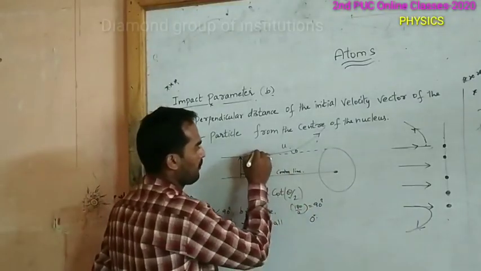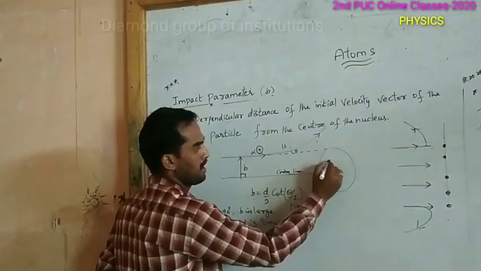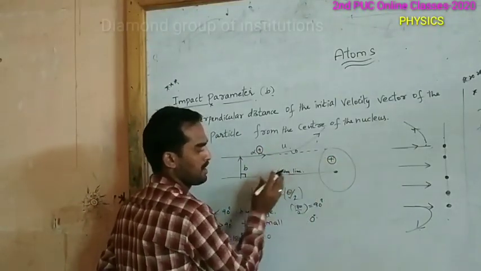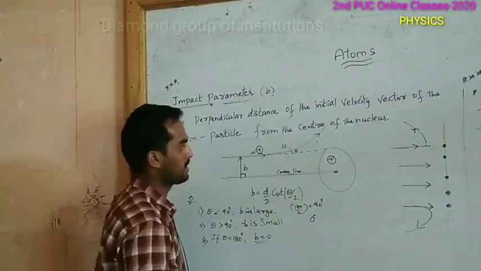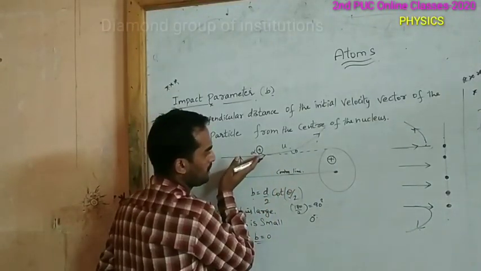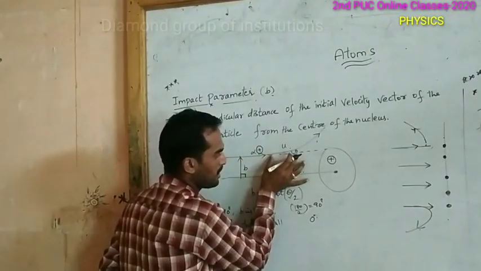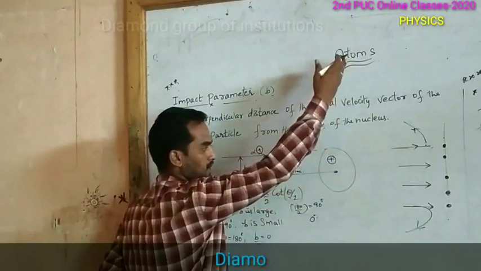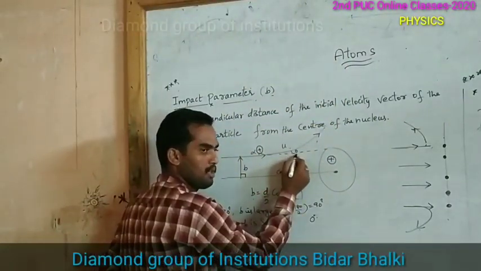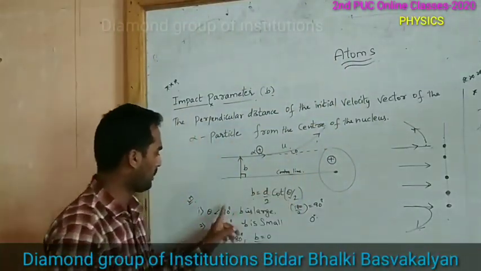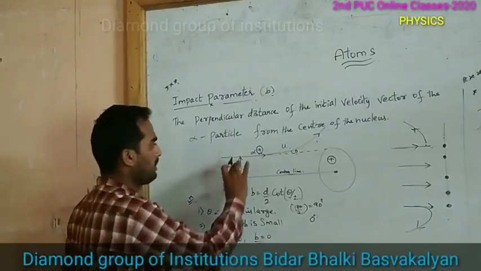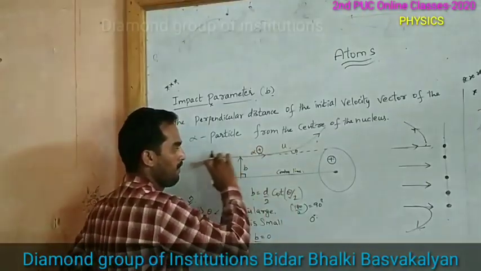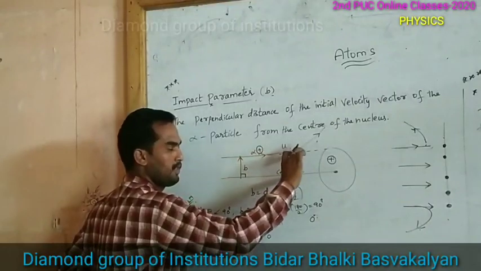Due to the alpha particle having positive charge and the nucleus having positive charge, there is always a repulsion. That's why the alpha particle approaches only up to a certain distance. Afterwards it goes in a different direction, creating an angle called theta. That is the angle of scattering.